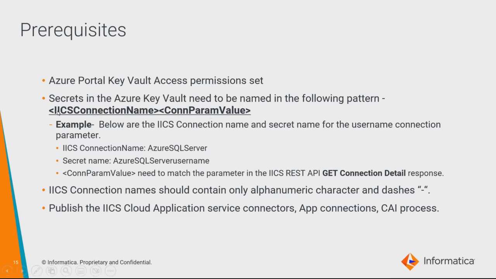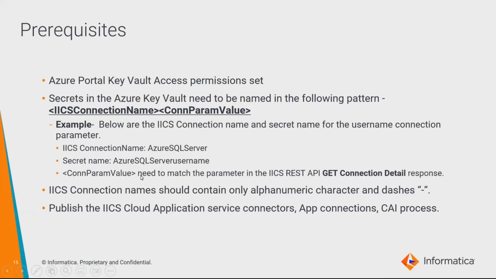For example, it should be in this way, where the first half of the secret name has the connection name of the IICS followed by the connection parameter value. Assume you want to create the secret for an IICS connection for the username connection parameter, then it would be the IICS connection name, assuming it is an Azure SQL Server, then the secret name would be Azure SQL Server followed by username, since you're trying to store the secret for the username for this IICS connection.